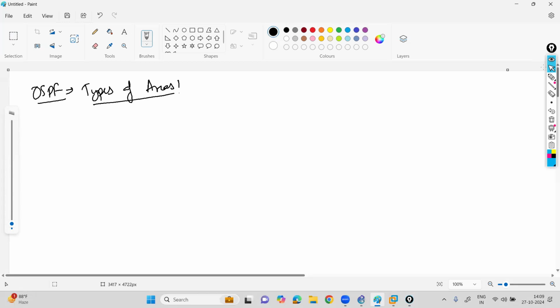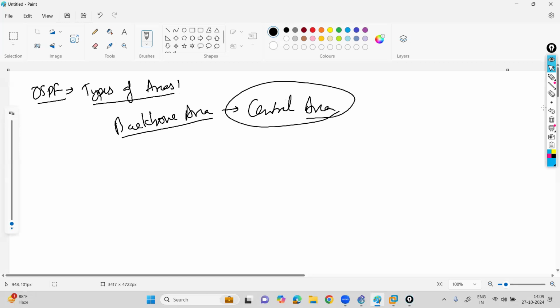The backbone area. Backbone area is the central focal area, or centralized area, for all the areas. Basically, this backbone area is the centralized area. It will also hold much more information as compared to others, right? It is the central area, and it must be connected to all of the other areas, right?